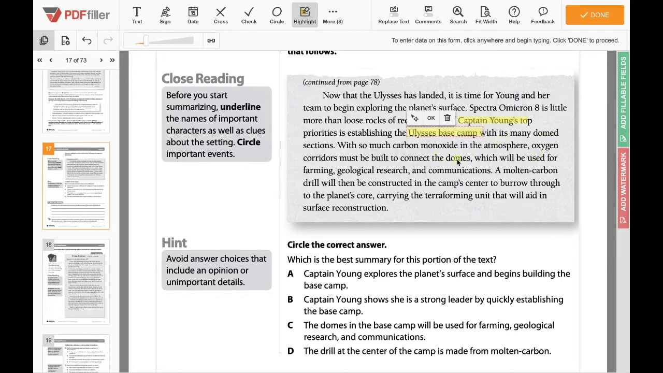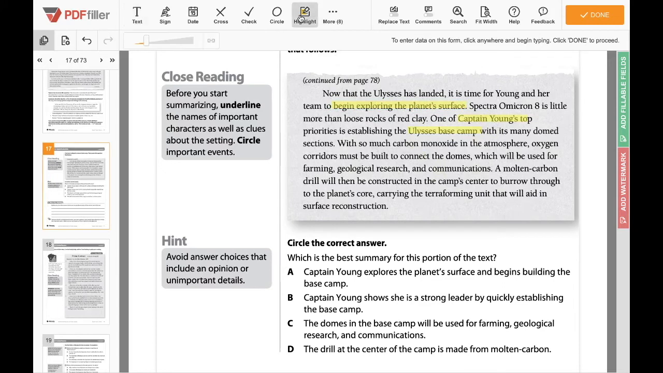With so much carbon monoxide, it will be used for farming and research. Ulysses has landed. They begin exploring the planet's surface. Sorry, I'm jumping around a little bit here. So that's going to be one of the important events. Then the second important event, not the little details, would be that they begin establishing or building the base camp. So all of this stuff is just little minor details to that.